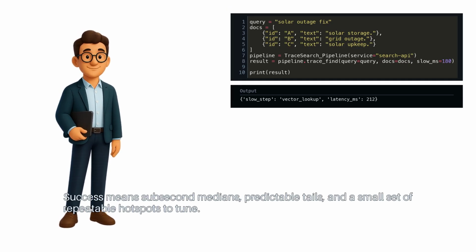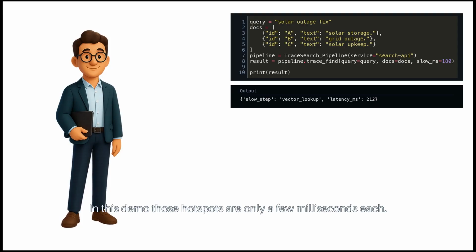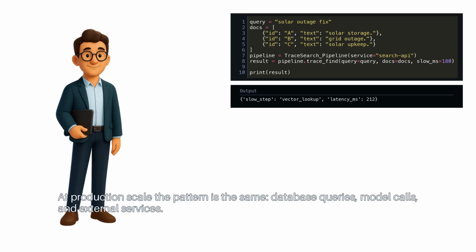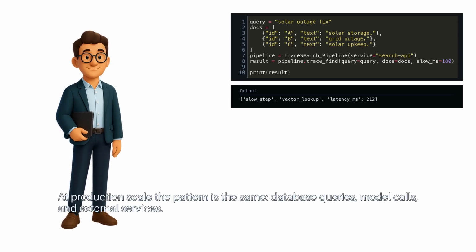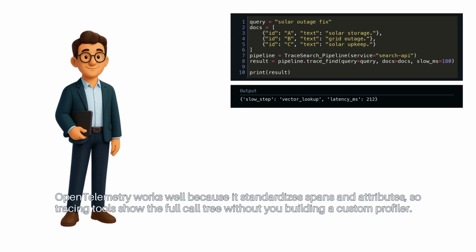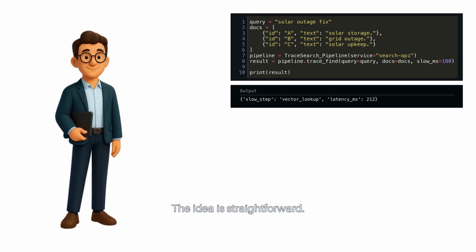Success means sub-second medians, predictable tails, and a small set of repeatable hotspots to tune. In this demo, those hotspots are only a few milliseconds each. At production scale, the pattern is the same: database queries, model calls, and external services. OpenTelemetry works well because it standardizes spans and attributes, so tracing tools show the full call tree without you building a custom profiler. The idea is straightforward.